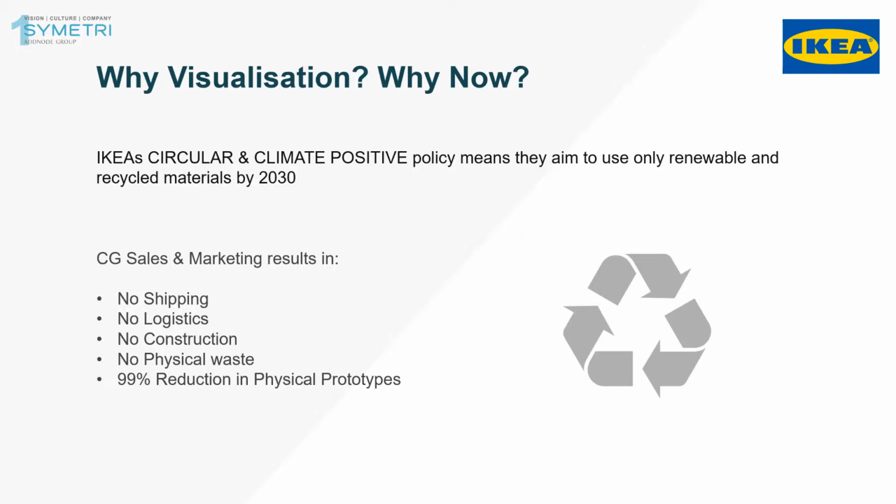And I guess a lot of companies have got these sorts of ambitions and a lot of companies make these statements. But there's something that was definitely achieved by IKEA moving to this fully CGI marketing strategy. Because again, a bit like I mentioned earlier, IKEA have said they're looking to go for a more sustainable process, but by adopting this CGI marketing approach, they have massively reduced the shipping, logistics, construction, physical waste, and a massive reduction on physical prototypes as well.